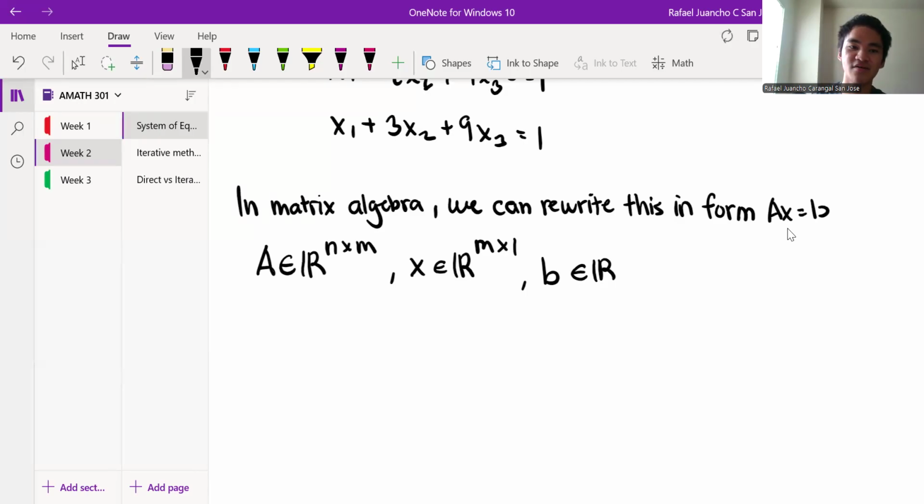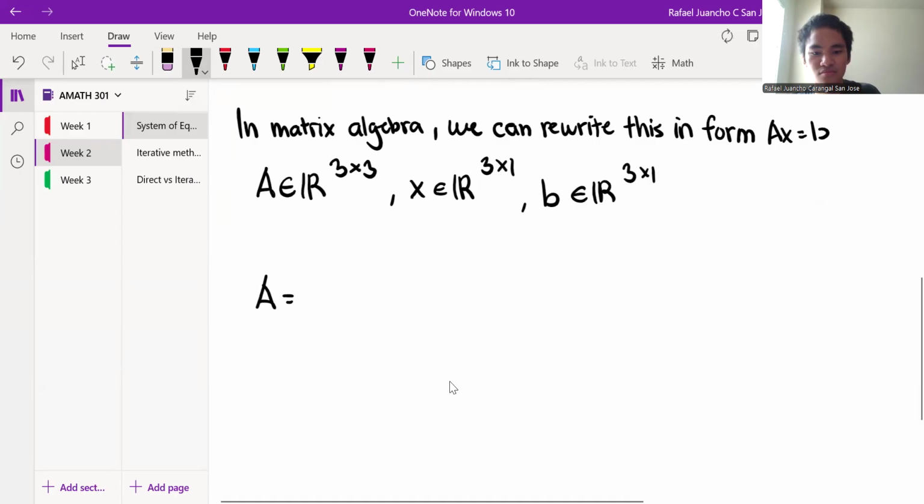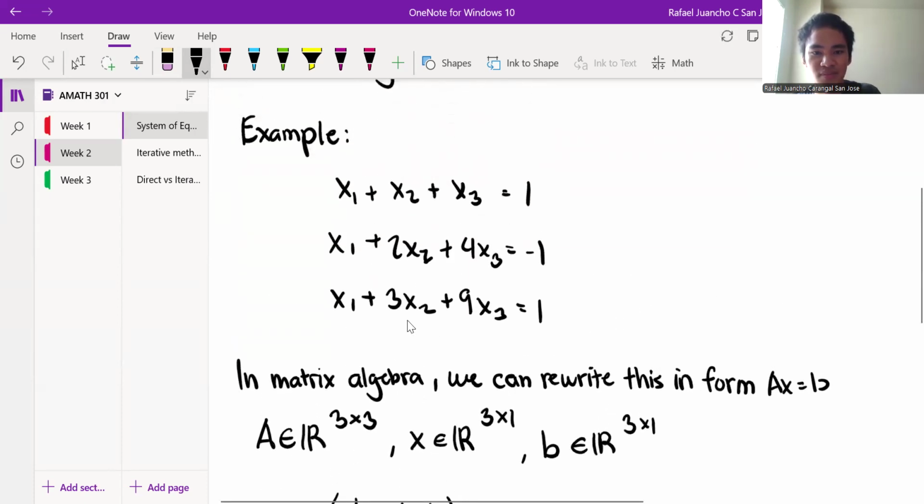If you don't know what these are, I have a previous video in my scientific computing playlist that talks about these. So here b is a vector, n by 1. So if we were to write this here, our matrix is 3 by 3 in this case, our x vector is 3 by 1, and our b vector is 3 by 1. So let's rewrite it. A is this matrix: 1, 1, 1, 1, 2, 4, 1, 3, 9. Where did I get these numbers? Here. That's where I got those numbers from.